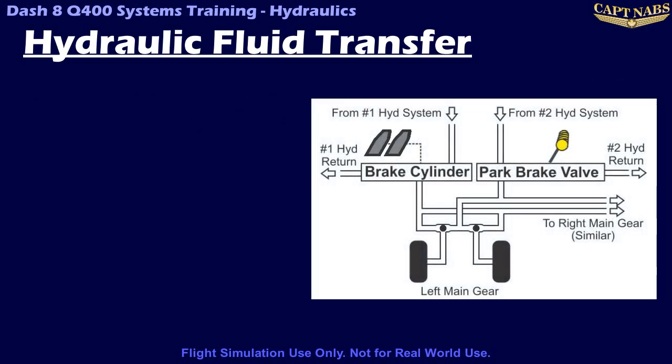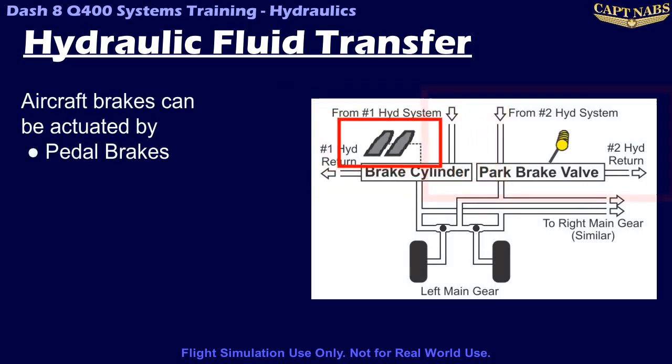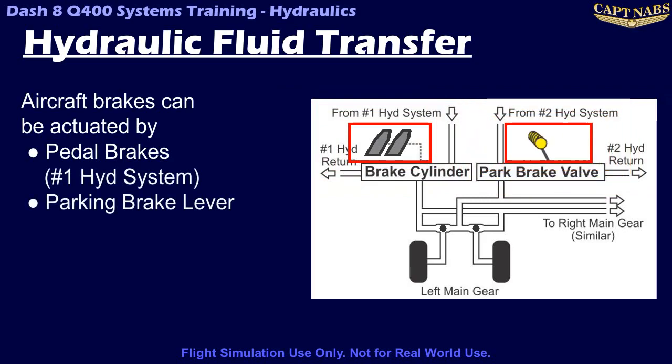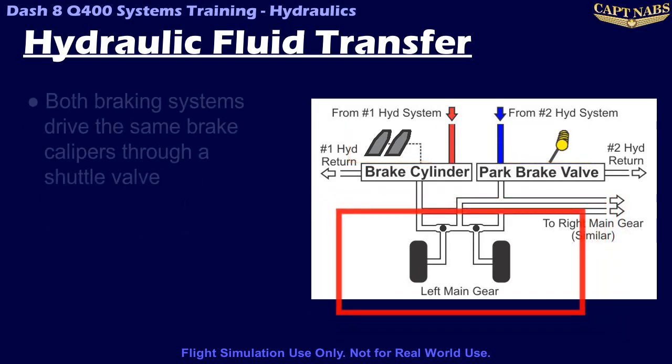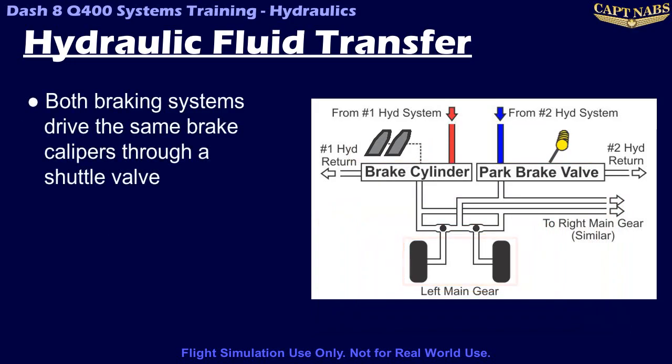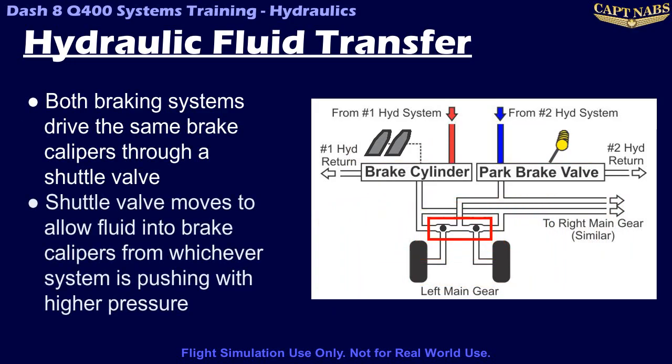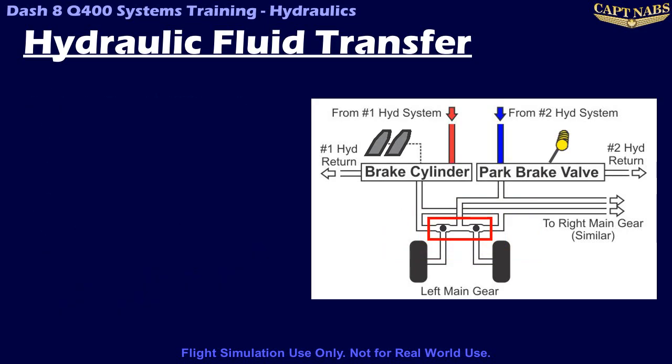The aircraft brakes on the Q400 can be operated by the anti-skid system through the rudder pedals, or through the lever-controlled parking brake. The anti-skid uses number 1 hydraulic pressure, while the parking brake uses number 2 hydraulic pressure. However, both systems actually drive the same brake calipers. A shuttle valve moves back and forth to allow whichever service is sending a higher pressure signal to activate the brakes. However, this can also allow fluid trapped in the brakes to be transferred from one system to another.